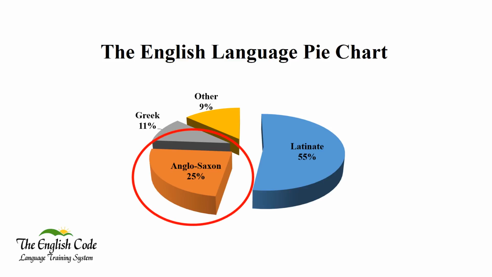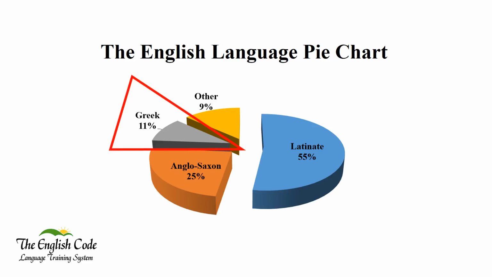Anglo-Saxon word construction occupies 25%. That is 1 out of every 4 words in our language. However, Anglo-Saxon word construction occupies nearly 100% of words learned through the 3rd grade. Therefore, knowledge of Anglo-Saxon word construction forms a crucial foundation for reading the English language.